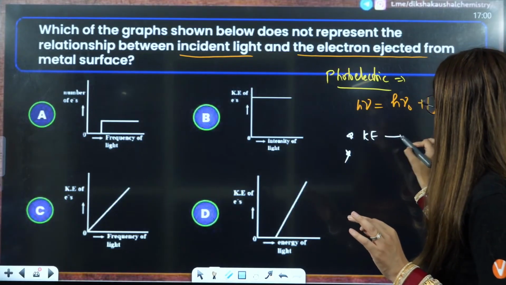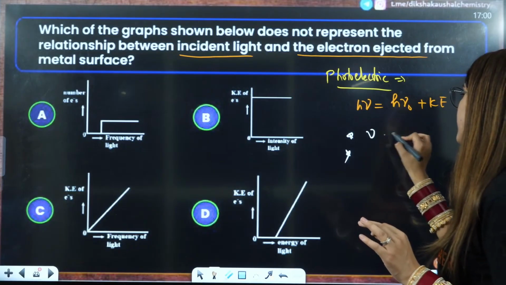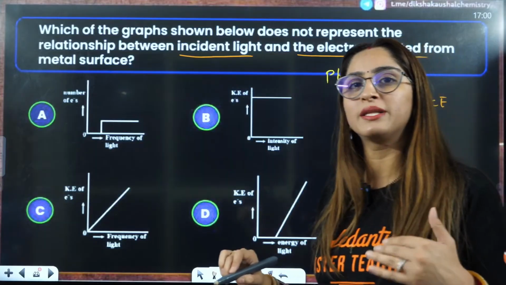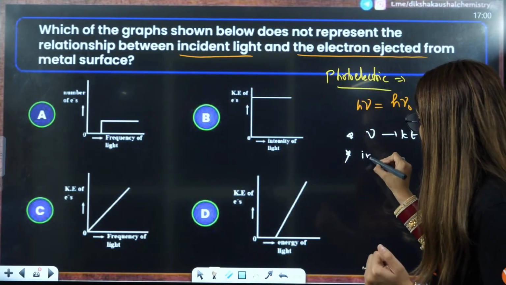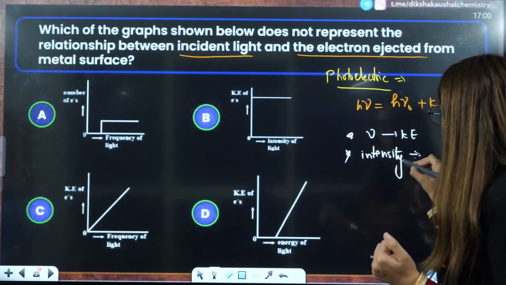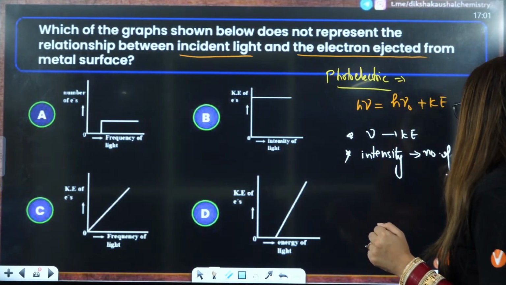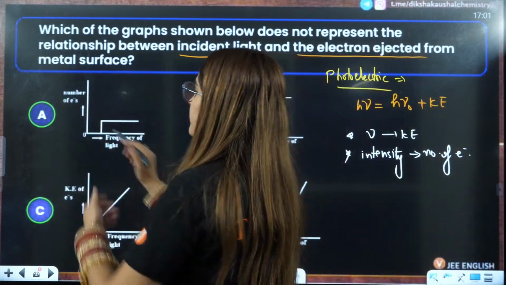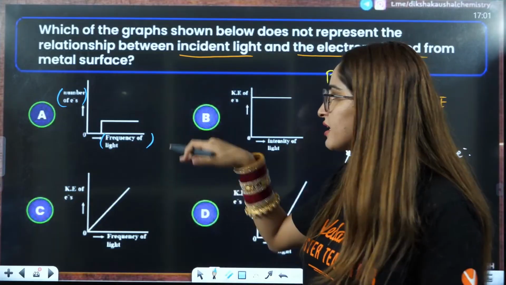Frequency will define the kinetic energy of electrons. The more the frequency, the more will be the kinetic energy, right? And the intensity of light, or you can say the number of photons, will define the number of electrons. So there is no direct relation between number of electrons and frequency of light. So that is why there is no graph.